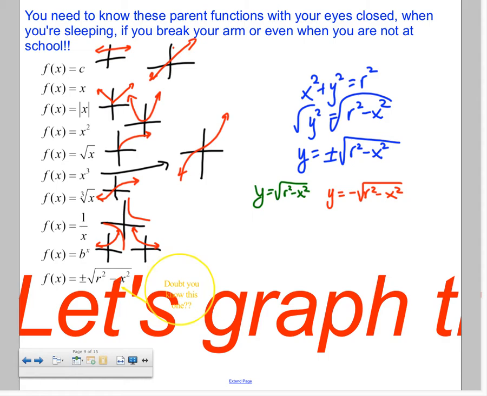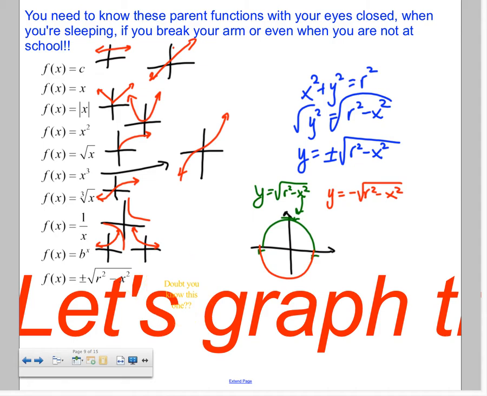This green guy is the top part of the circle with a radius of r. So that's what this green graph is. It has a radius of r, and it's the top half of the circle. That's one equation. Since you have another equation, plus or minus, the bottom half of the circle would be like this. So depending on which piece they give you, whether it's the positive or the negative function, you're going to either have the top of the circle or the bottom of the circle.